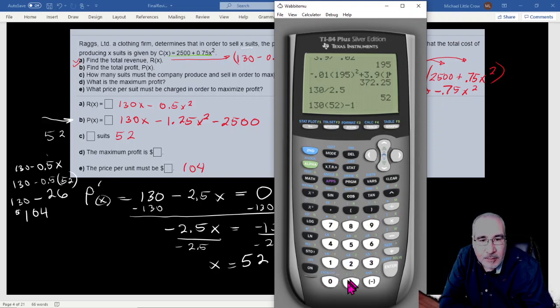130 times 52 minus 1.25 times 52 squared, minus our fixed costs, made $880.